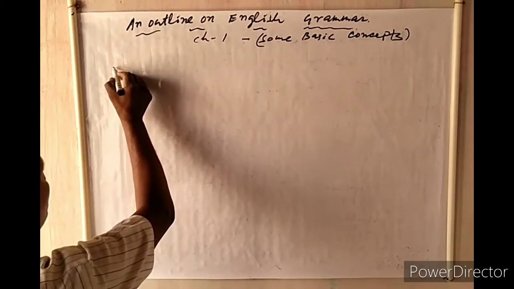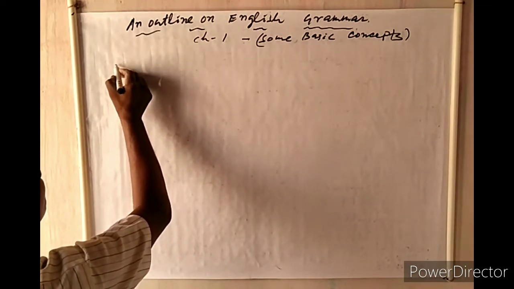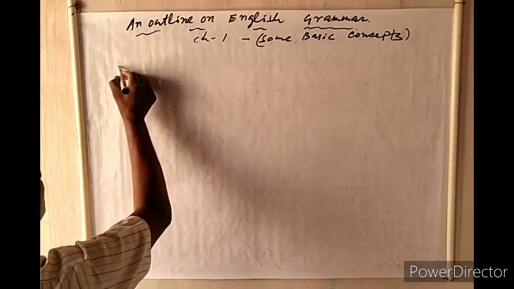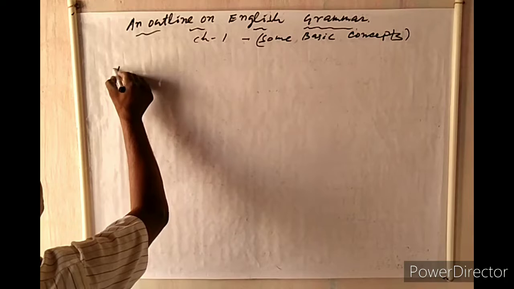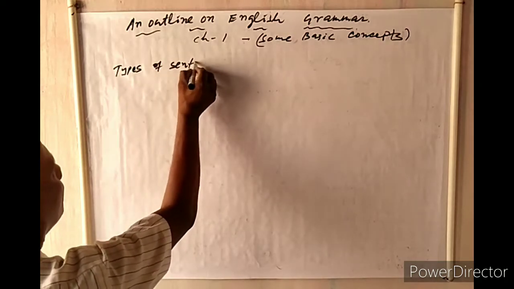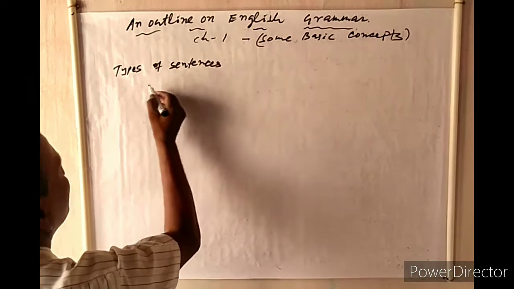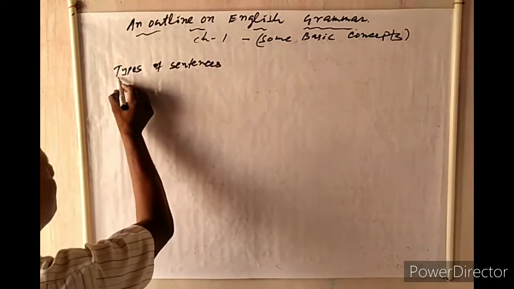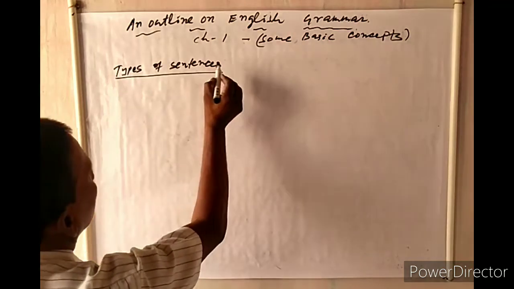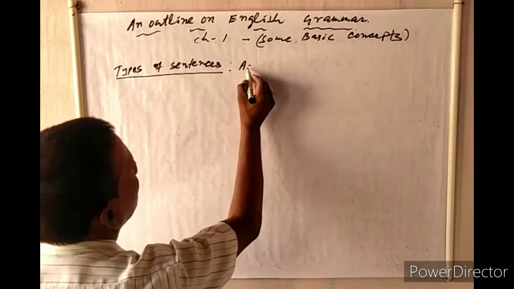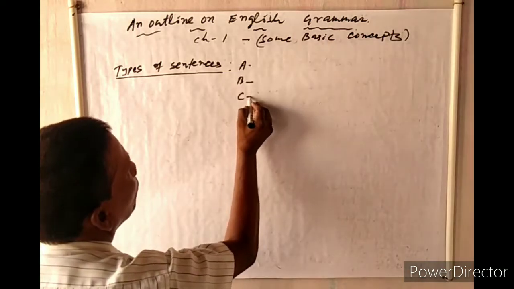Still we're continuing with types of sentences. Well, still point number 5 is continued. Types of sentences: point A, point B, and point C.